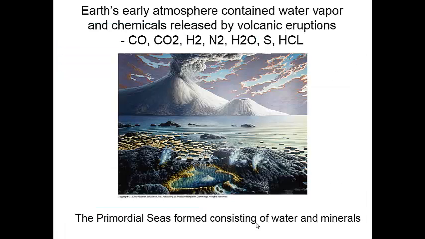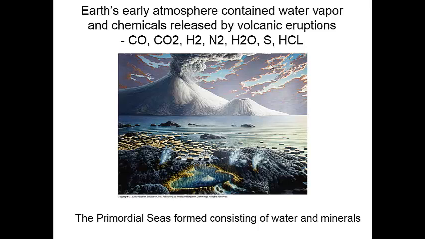Here we see what the Earth's surface looked like about 4.5 billion years ago. It looked very different than it does today. The volcanoes on Earth were constantly erupting, and they were releasing gases into the atmosphere like carbon monoxide, carbon dioxide, hydrogen, nitrogen, and water. The atmosphere itself was very volatile.